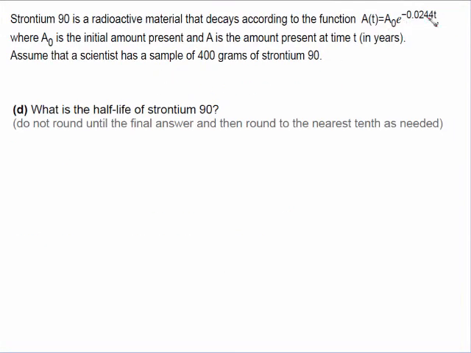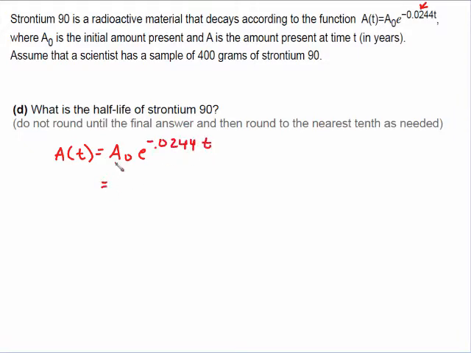Now, if you look back at this equation, this was our decay rate. What we don't know is what the half-life value is for strontium-90. Remember, your radioactive materials have different half-lives. We don't know what the half-life is for this material, but we can find it using this formula. So our formula says A of t equals A sub 0 e to the negative 0.0244 t.